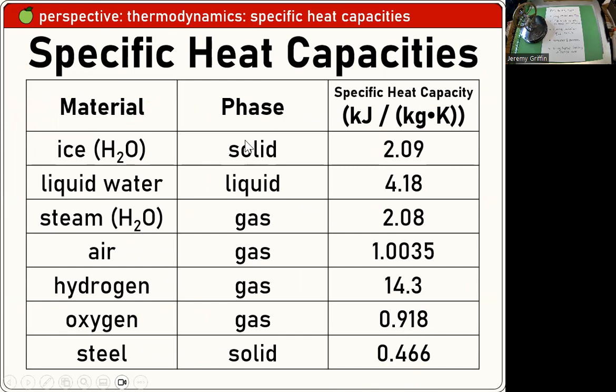Here are the specific heat capacities for different materials. So liquid water, you guys see 4.18 kilojoule per kilogram Kelvin. That's larger than any of these other numbers, well, other than hydrogen gas, I guess.